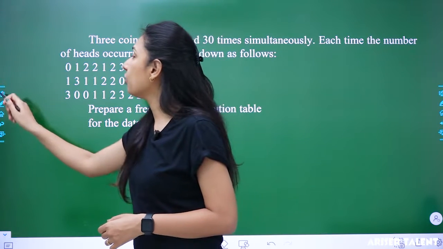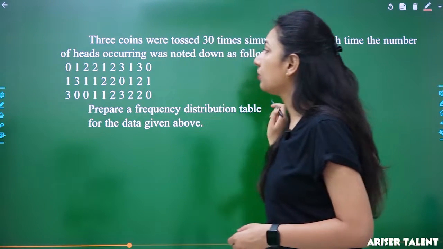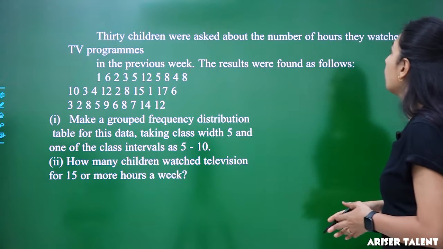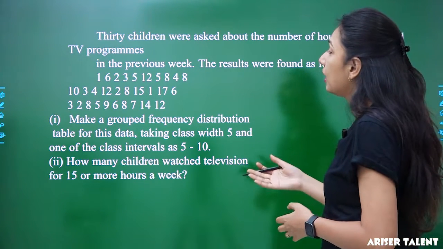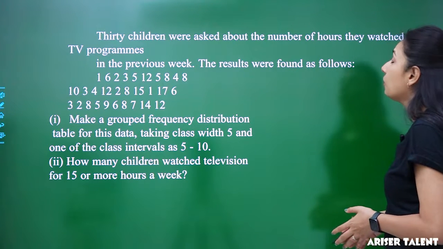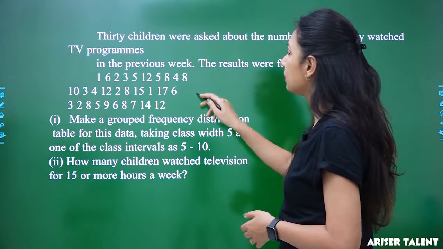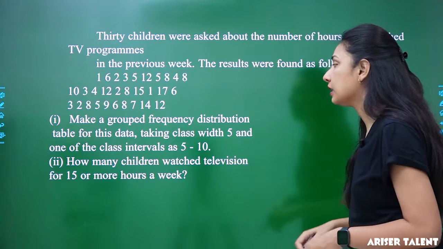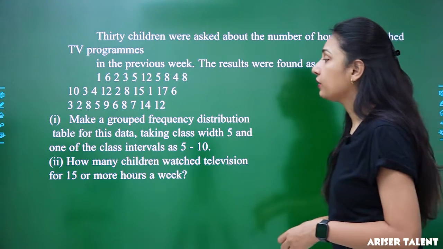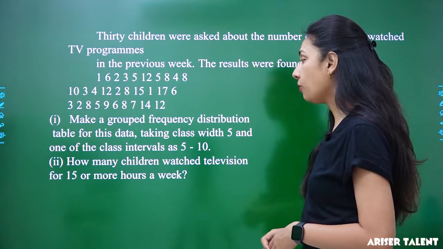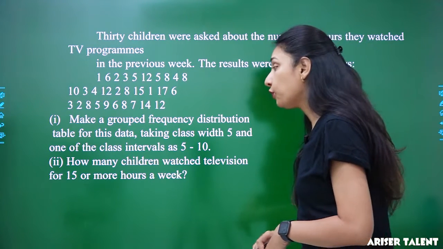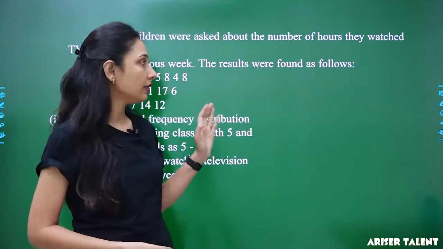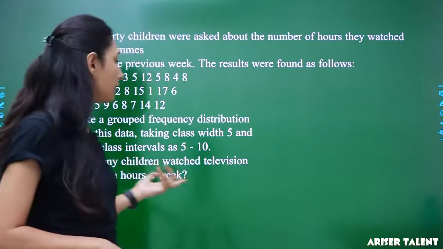Now let's see what we are going to cover in the next lecture. We have 30 children who were asked about the number of hours they watched TV programs in the previous week, and the results were found as follows. Make a grouped frequency distribution table for this data, taking class width 5 and one of the class intervals as 5 to 10. How many children watched television for 15 or more hours a week? So this is your question. This is not a very tough question.